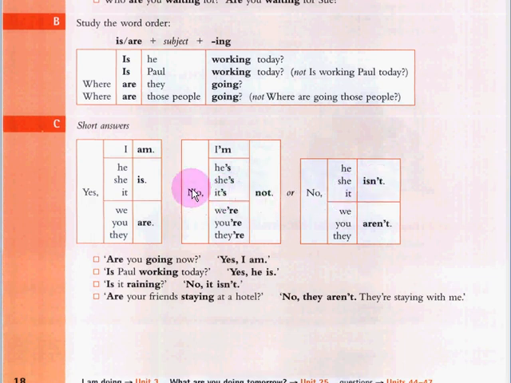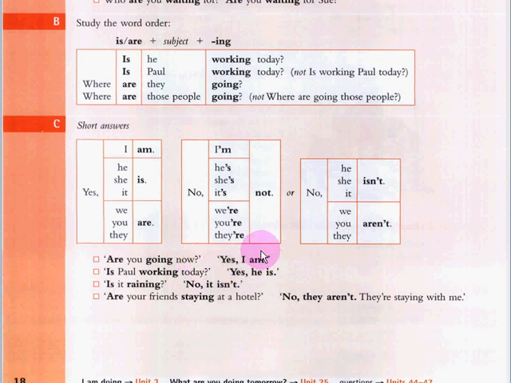No, we're not. Or, no, we aren't. No, you're not. Or, no, you aren't. No, they're not. Or, no, they aren't. Let's look at some more sentences, okay? Let's first start with the question. Are you going now? And of course, your short answer is, yes, I am.